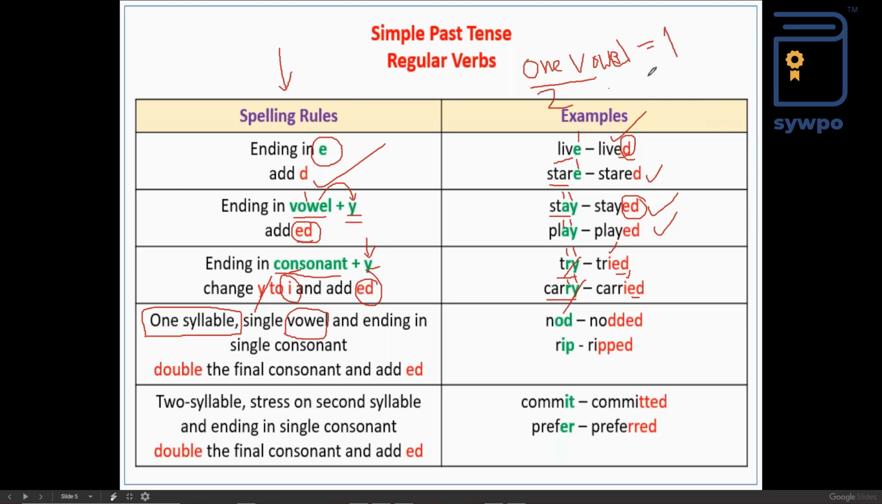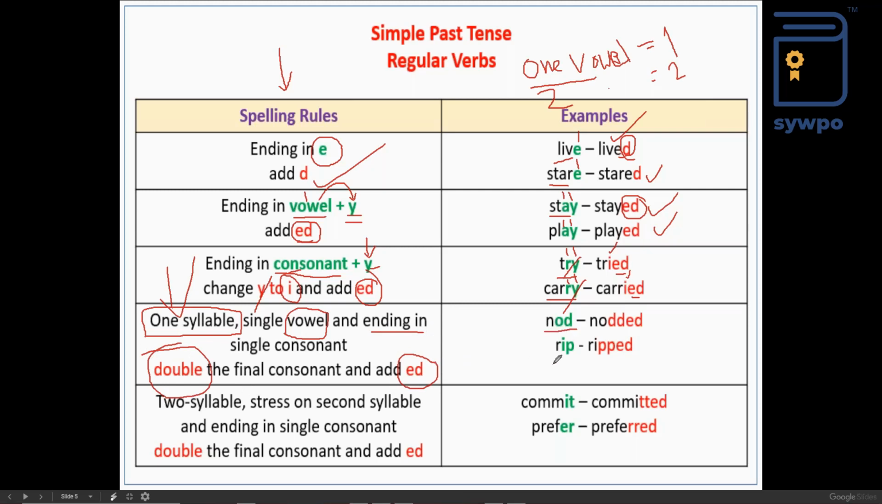Two vowels mean two sounds. But if the two vowels are written together, then they give you just one sound. But if they are put after a consonant, they give you two sounds. I'll show you the examples after some time. But right now, look here. If you have a one syllable word, that means a word that gives you only one sound, and you see there is only one vowel, the consonant that is written at the end, you double it. You write it again. And after that, you add ed.